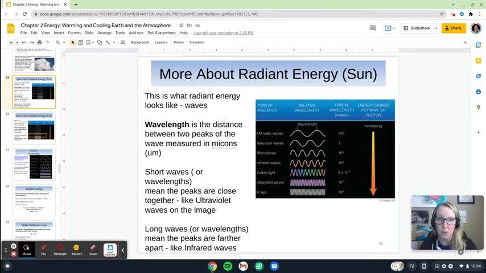What we do is we look at the wavelength, and the wavelength is the distance between the two peaks. When the waves are further apart, the wavelength is long. When they're closer together, the wavelength is short. So on this graph here, we can see that X-rays have a very short wavelength. This is a graphical representation that's blown the waves way, way up. These are very, very small, like microscopic.